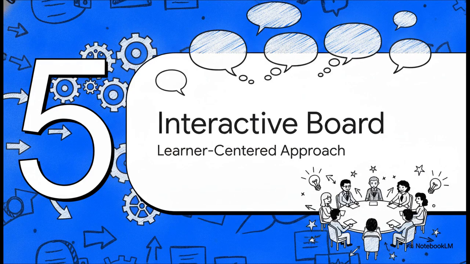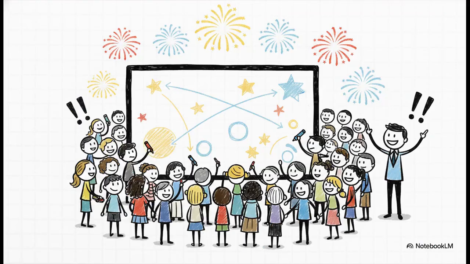Section 5. The Interactive Learner-Centered Board. This is where we transition from a passive display into a highly active, collaborative canvas. This is where good teachers become great. If you're the only person touching the markers, you're leaving so much potential on the table.